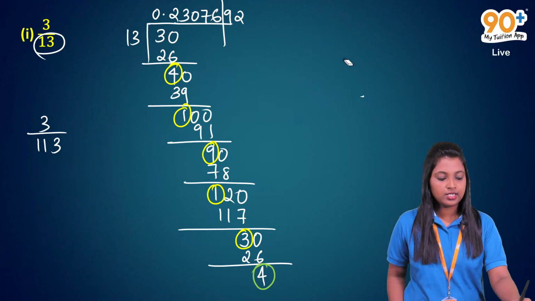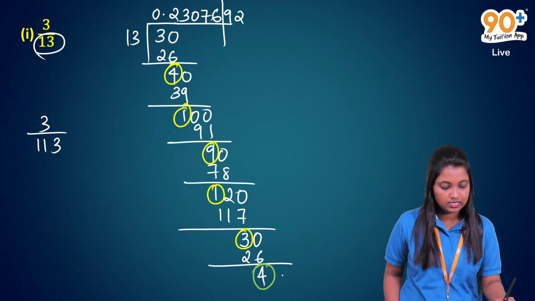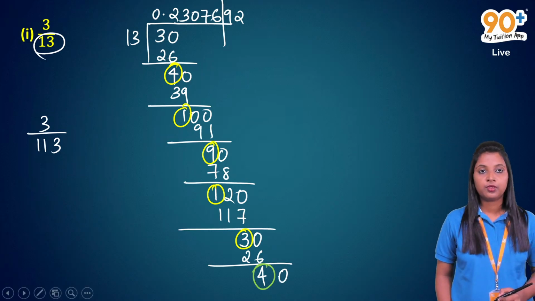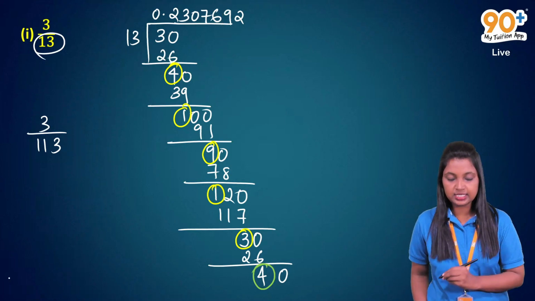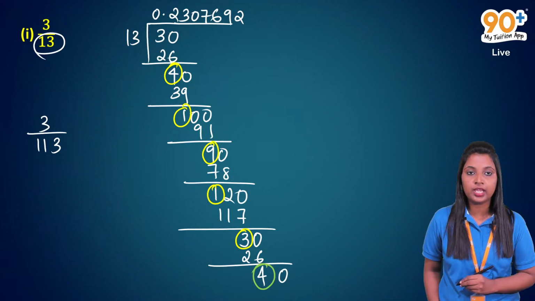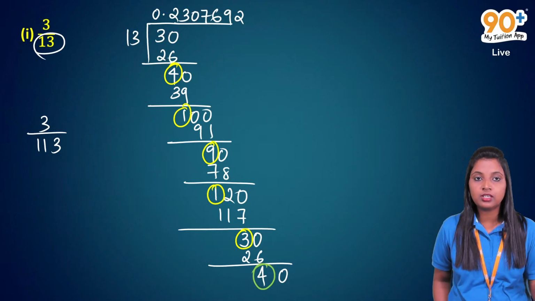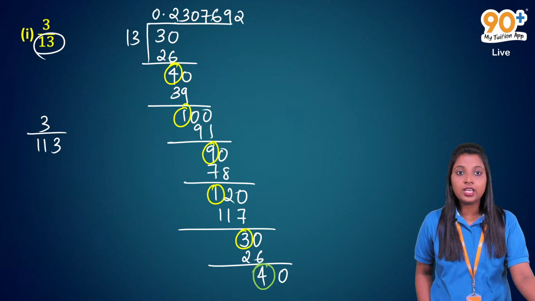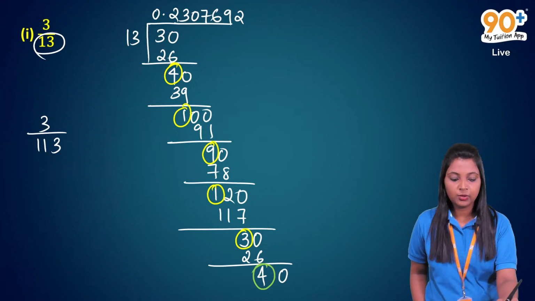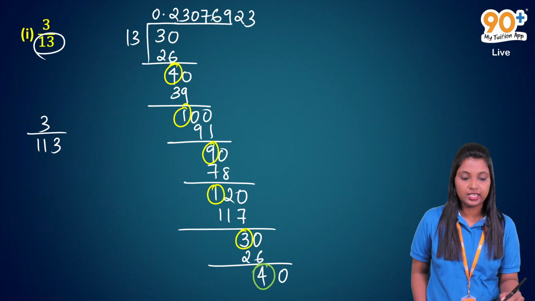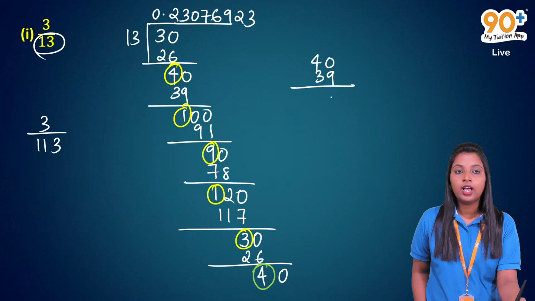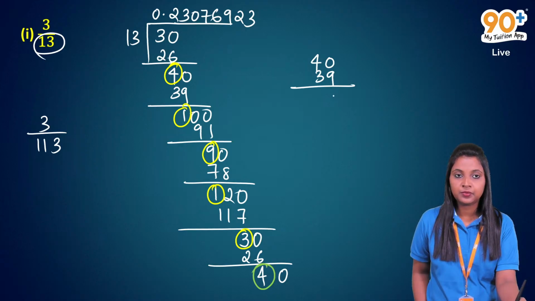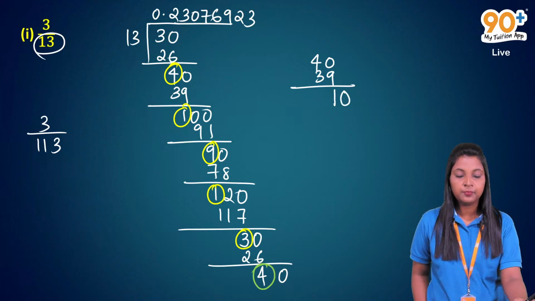I have to put 10 beside this, right? Since this is 4, I have to put a 0. Okay. So how many times 13 will give a number less than or equal to 40? 3. 3 times 13 is 39. So 40 minus 39 will give you the remainder 1. Okay, so I'm putting a 0 here.